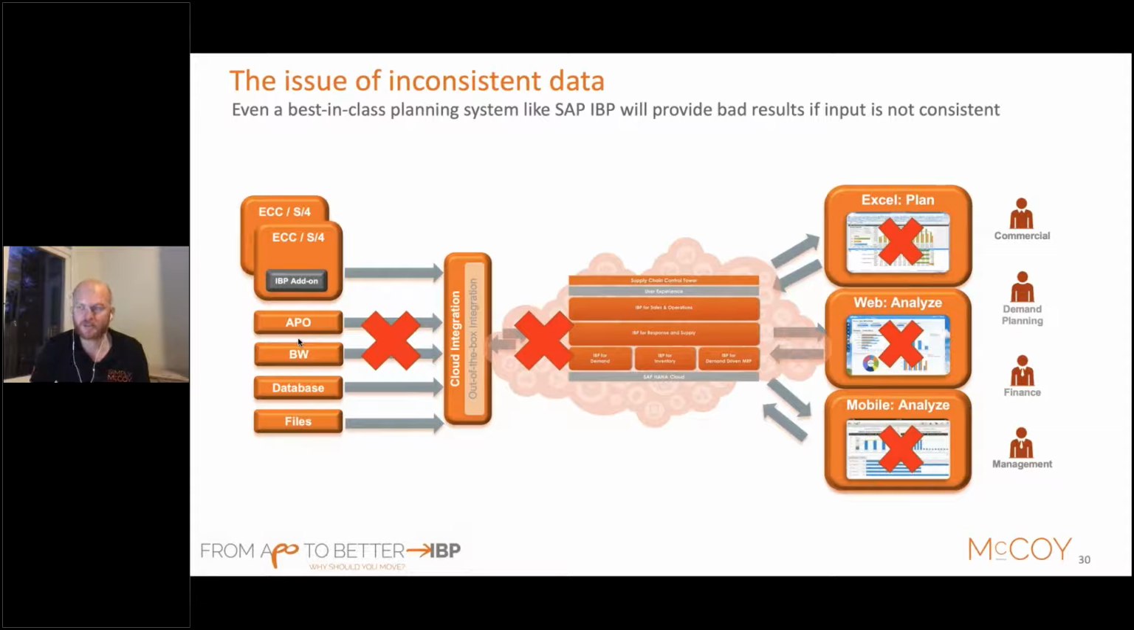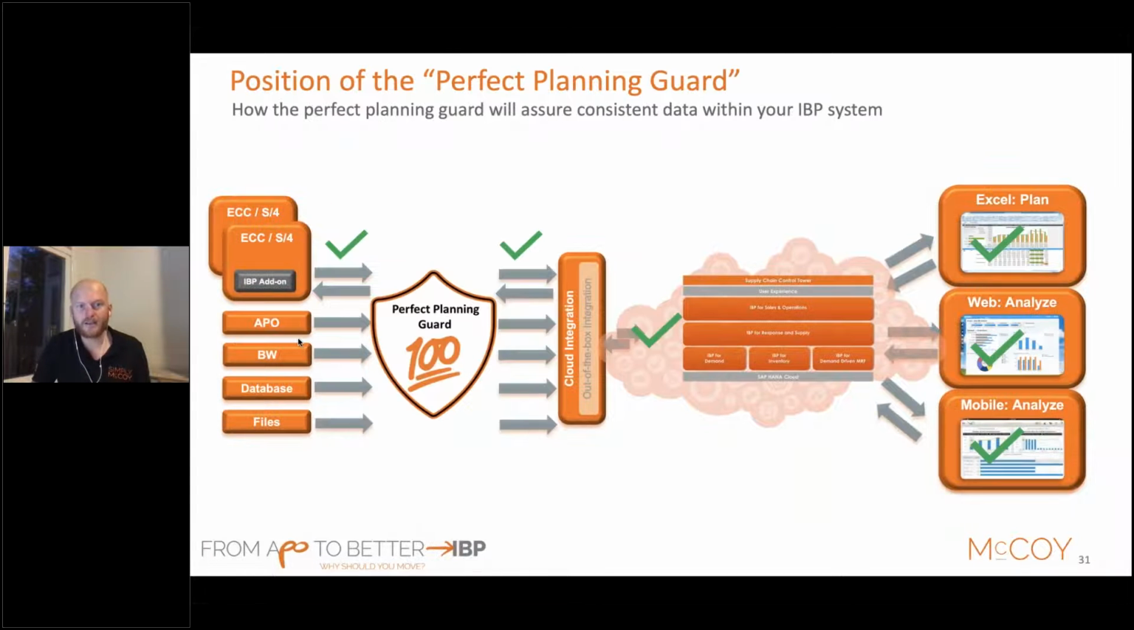And for this reason, we decided to invent a tool called the Perfect Planning Guard. And the goal of the Perfect Planning Guard is to be a kind of middleware between your source system and the CPI-DS. The CPI-DS is the way how you integrate the data from the source into the cloud, which you can then use in your supply chain and in your heuristic.